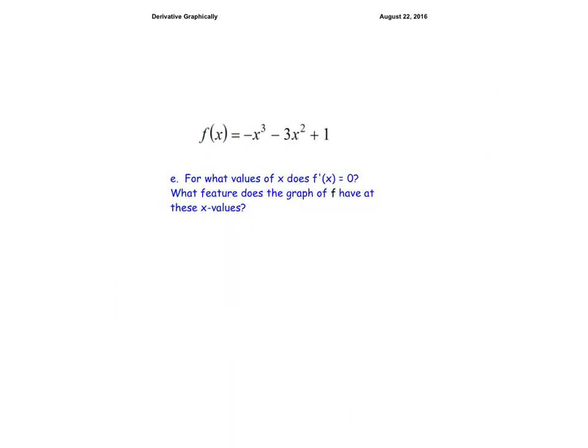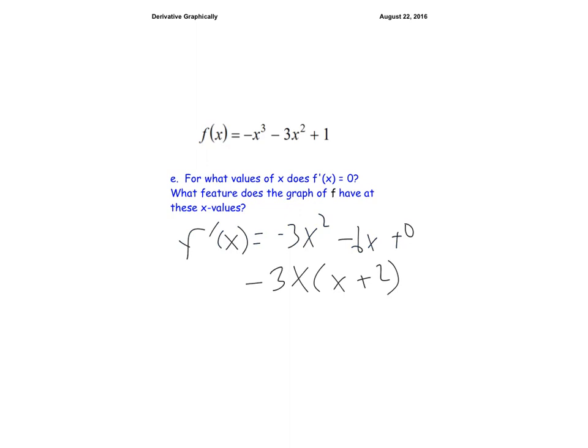For what values of x does the derivative equal 0? Another way to ask is, at which points does this function have either a maximum, minimum, or plateau? What feature does a graph of f have at these values? Okay, well, let's find out what the derivative looks like. I have such a bad memory. I can't believe I didn't realize I just did this problem as far as finding the derivative. Anyways, the derivative is 0 at 0 and negative 2.